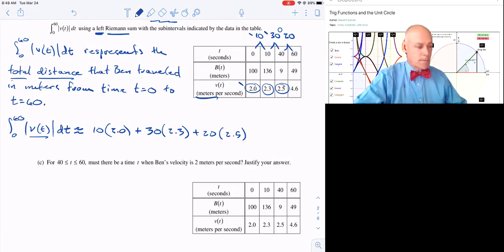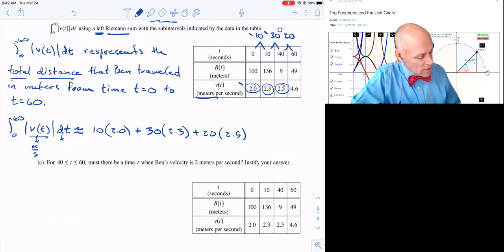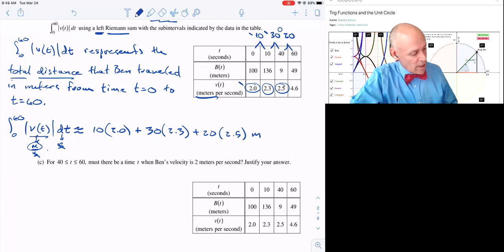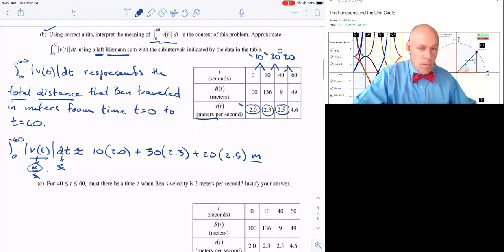Don't need to simplify. Now the units that are going to go with that, if I think about this, my units for velocity are meters per second, and then my units for time, dt, would be seconds. So I'm multiplying meters per second times seconds, and so my units are going to be meters, and that makes sense because that would be a unit that I would have represent the total distance that was traveled. Okay. All right, so there's part B.